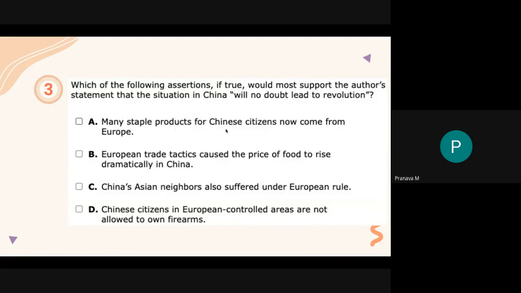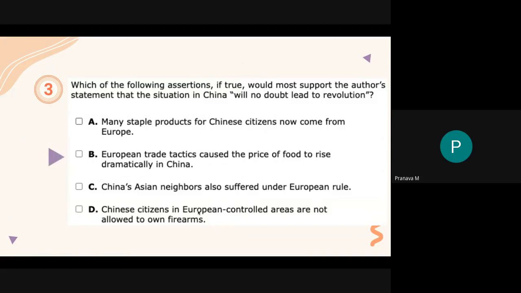So if many staple products come from Europe, it doesn't really give enough detail if this is a hardship for the Chinese citizens. If European trade tactics cause the food price to rise dramatically, that is something that would serve as exploitation, because it would make daily life hard for them, and that can be a reason for revolution. If China's Asian neighbors also suffered under Chinese rule, that does not explain why China's peasants would rise up in revolution. And then lastly, if Chinese citizens in European-controlled areas are not allowed to own firearms, that doesn't have anything to do with being exploited. It might be talking about control, but that's not the same idea.